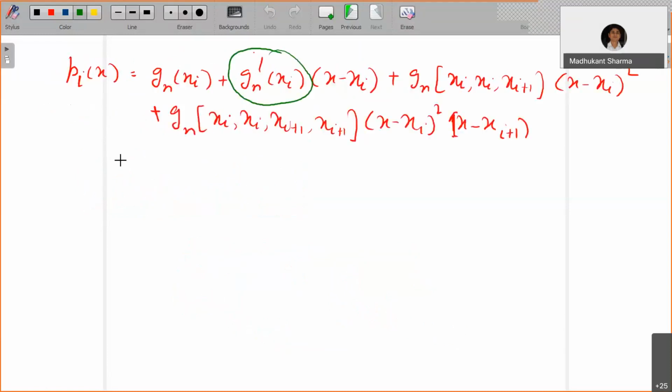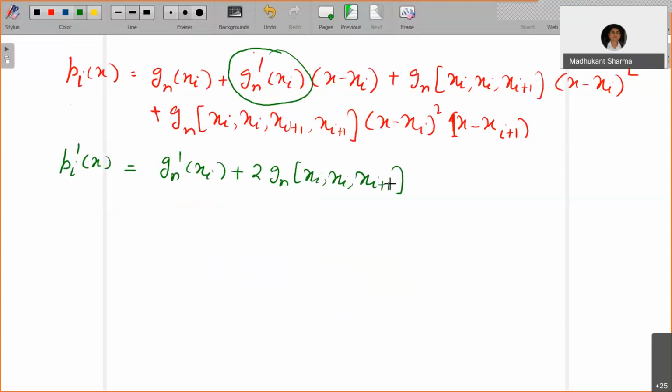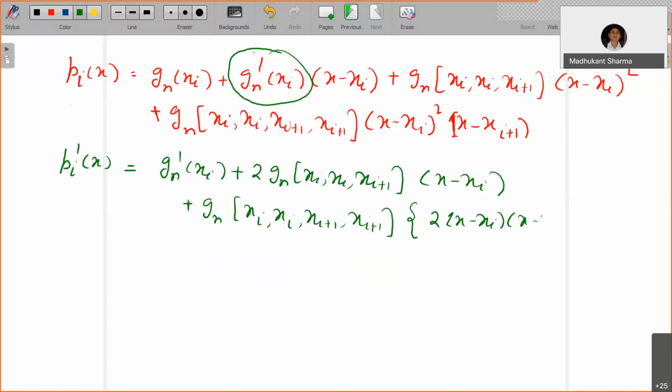Now let's determine what pi dash of x is. Replacing i by i minus 1 here will give you pi minus 1, so there is nothing to worry about. pi dash, if I wish to calculate, is going to be Gn dash of xi plus 2 times Gn[xi, xi, xi plus 1] times (x minus xi), plus Gn[xi, xi plus 1, xi plus 1] the divided difference. The derivative of this product term is 2 times (x minus xi) into (x minus xi plus 1), plus (x minus xi) whole square. Now what is pi double dash at x?